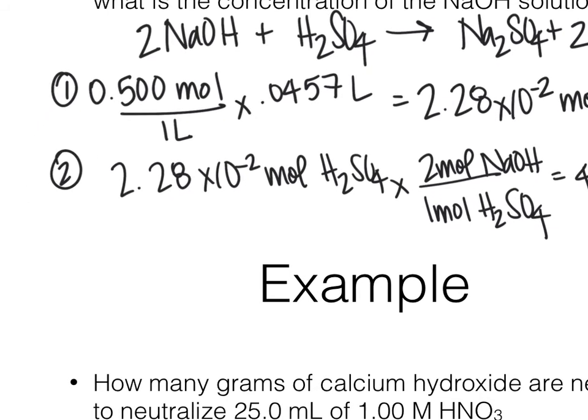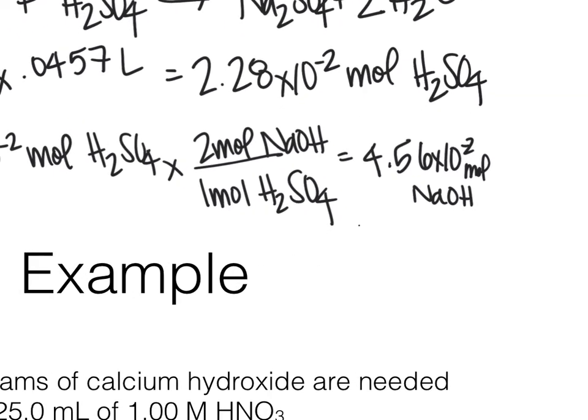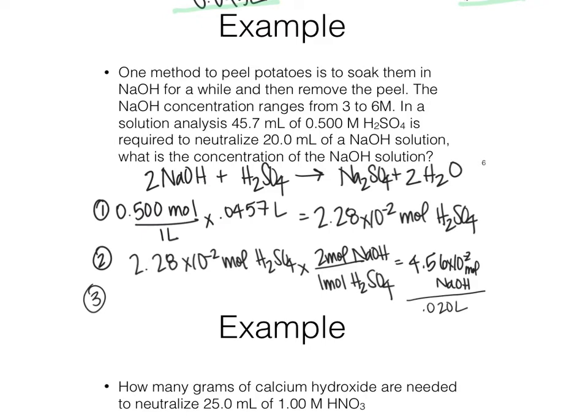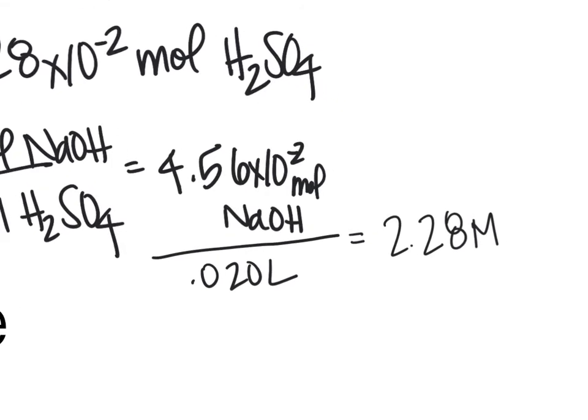We're running out of space here. In step 3, we're going to divide our moles of NaOH. Actually, we'll just do this right over here. We're going to divide this by the volume of 0.020 liters, and I got that number right here in the question. And so when we plug this back in, we get that it is 2.28 molar NaOH.